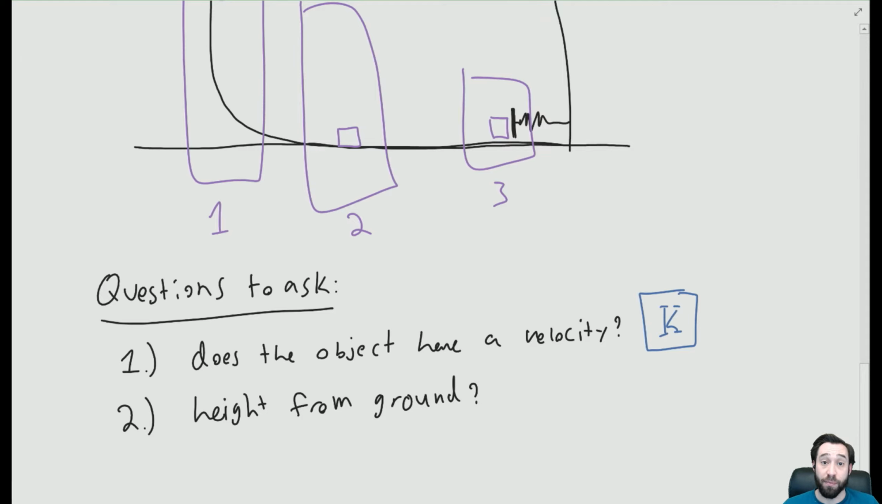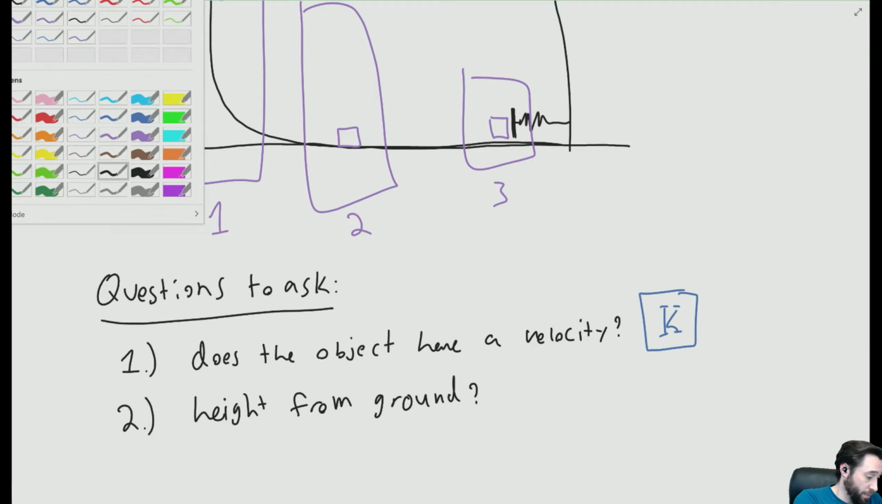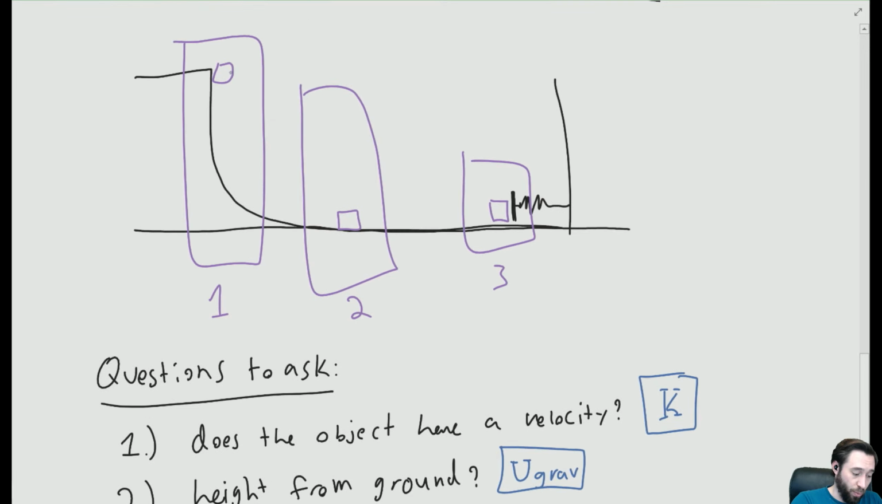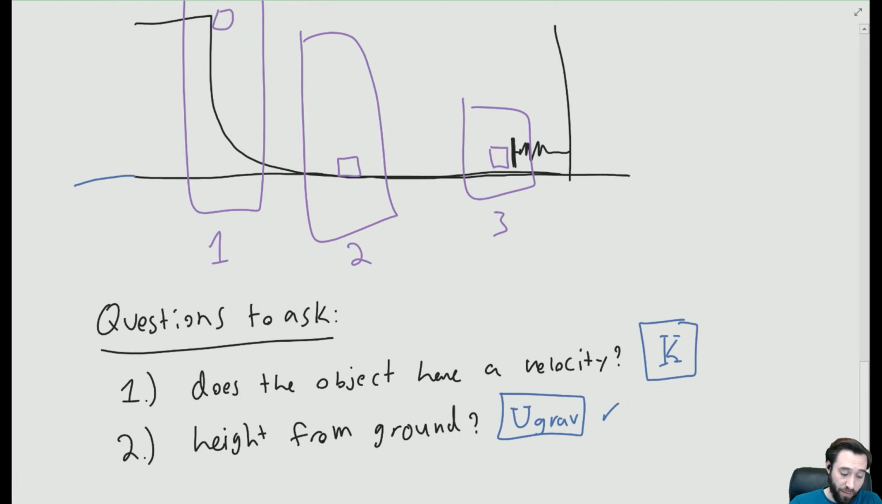Is there a height from the ground? This is referring to U grav. So at state 1, would the object have a distance from the ground? The ground is right here. It does have a distance to the ground, so this one would have gravitational. It's not moving, so there would be no kinetic.